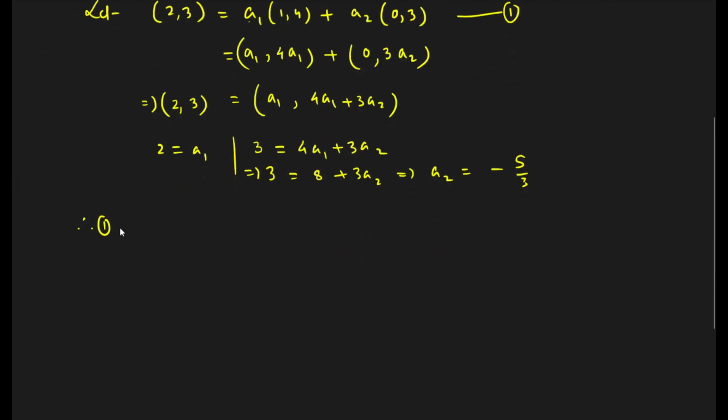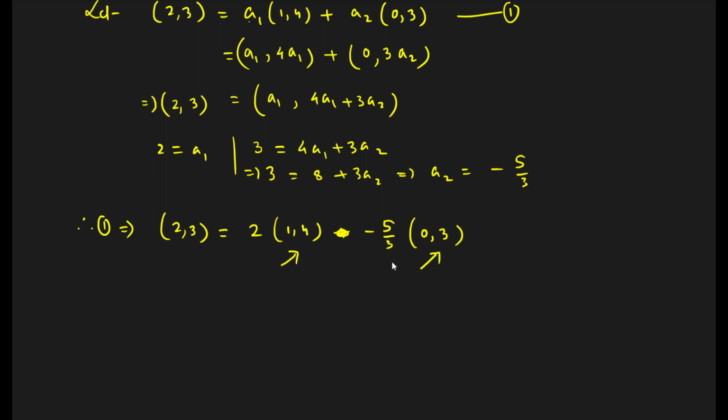So therefore equation 1 implies (2,3) equals a1, that means 2, into (1,4), then minus 5 by 3 into (0,3). So it's a linear combination. These two elements are elements of S, and this 2 is a1 and this is a2. So left hand side is (2,3). So (2,3) is a linear combination of elements of S. तो अगर एक element linear combination of elements of S है, so then this particular element will belong to L of S. It's very simple. Okay, so if one element can be expressed as a linear combination of elements of S, then that particular element will come to L of S.